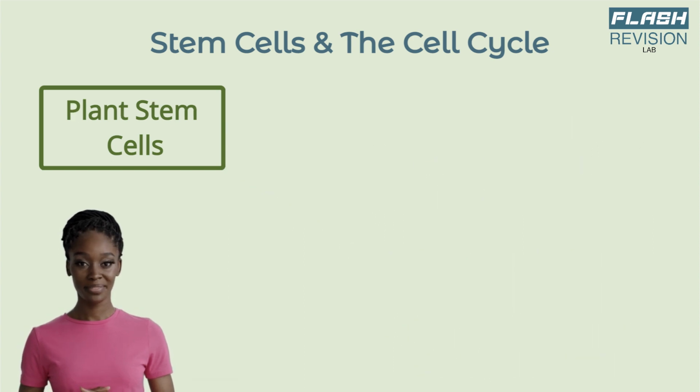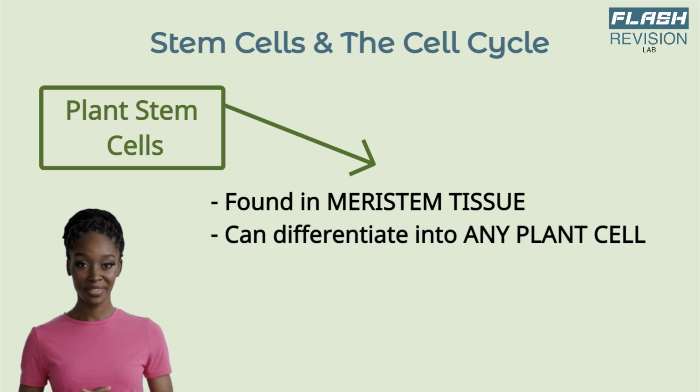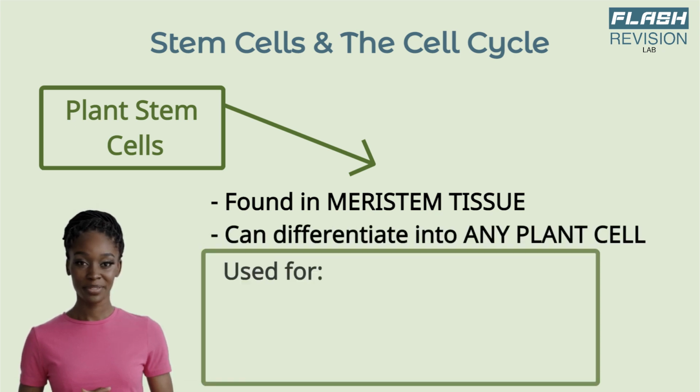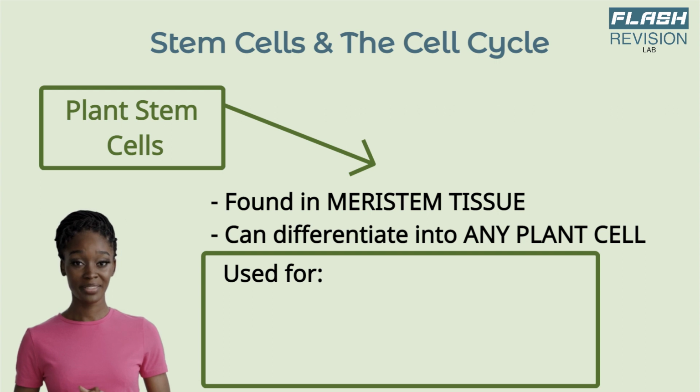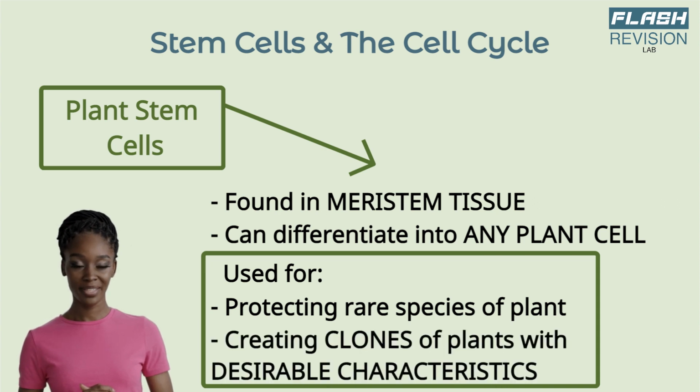When it comes to plants, they have something called meristem tissue, which can turn into any plant cell throughout its life. These can be used to produce clones of whole plants quickly and cheaply. This is great for protecting rare species from going extinct and helping farmers by creating lots of identical crops with desirable characteristics, like being resistant to diseases.